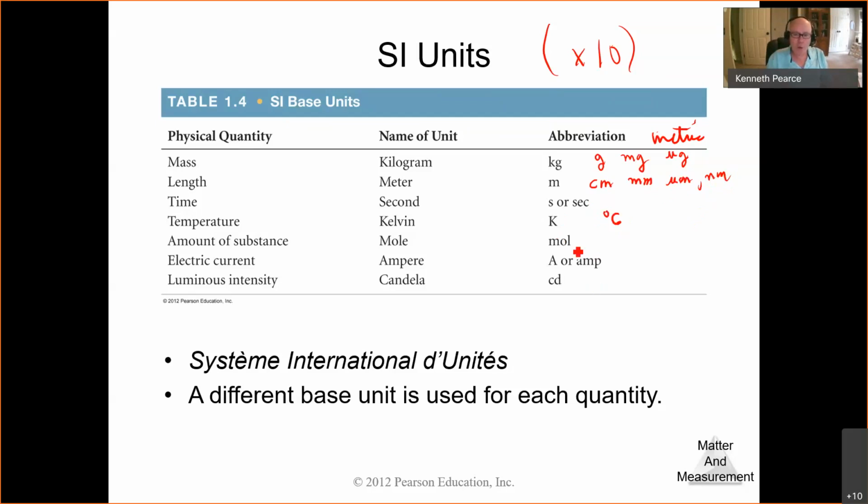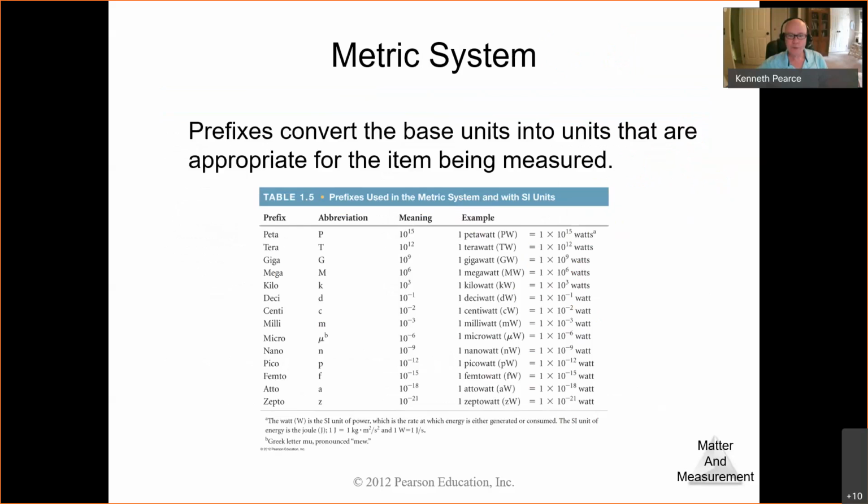Amount of substance, that's always a mole. All right, and don't worry about these guys. The ampere, that's for electronics, and the candela, these are things that you would use in physics. And when you go on to take physics, you'll do labs with amperes and candelas and so forth. All right, we got the metric system here. I would suggest that you memorize from nano to kilo.